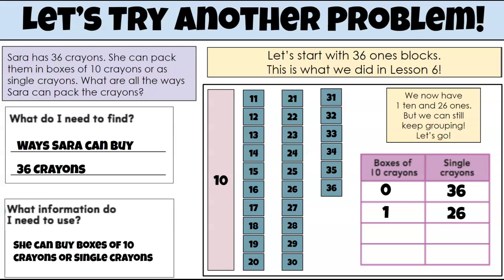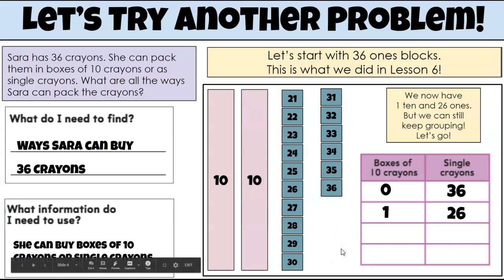All right, and you're going to want to write that in your chart. So the very first one, they actually gave us one of the answers, but you're going to write 2 answers because you need to write 0 boxes of 10 crayons and 36 single crayons. And then you can write 1 box of crayons and 26 single crayons.